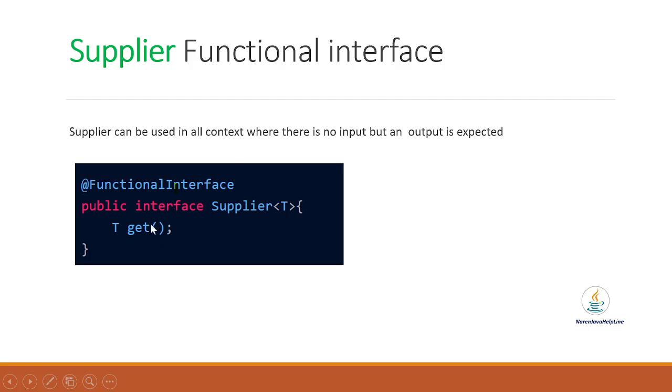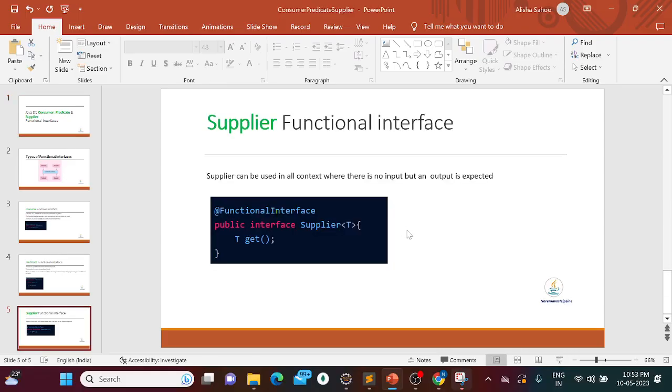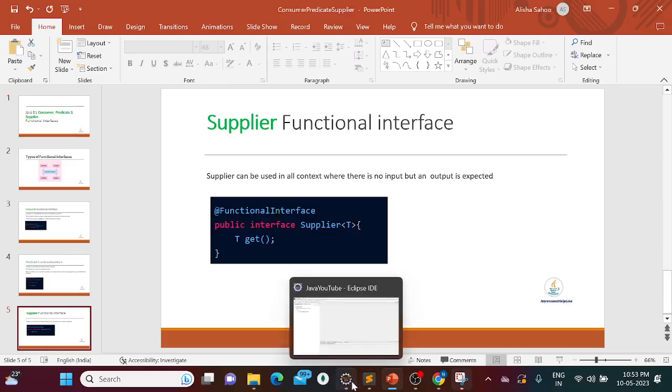Supplier means it is supplying. It is not taking any argument, but there is a return type. You can use it in any context where there is no input but an output is expected. That is supplier. Let's create one example to understand that.